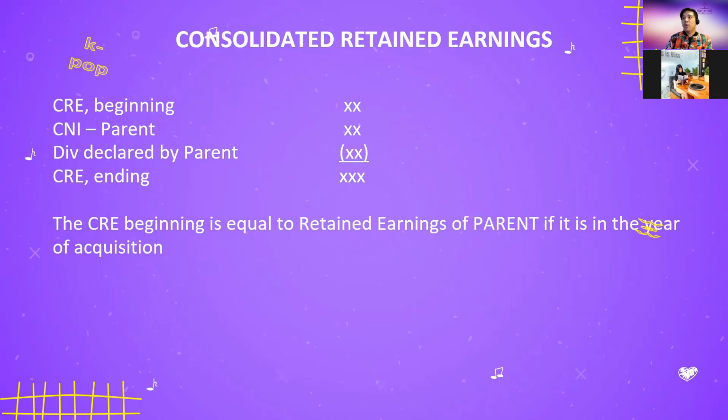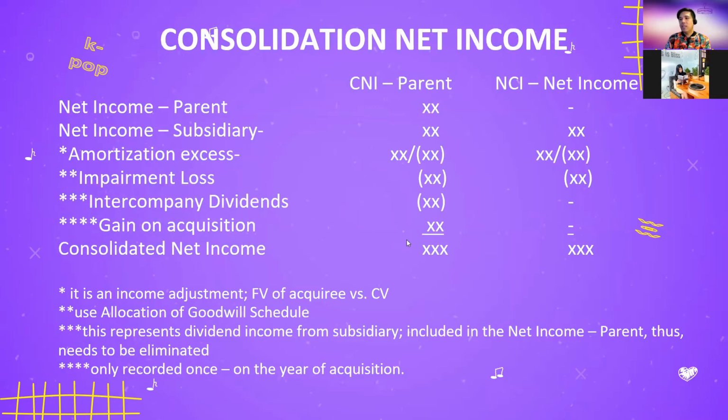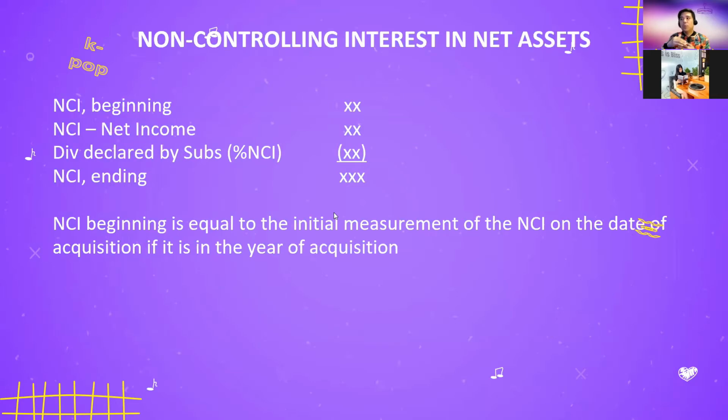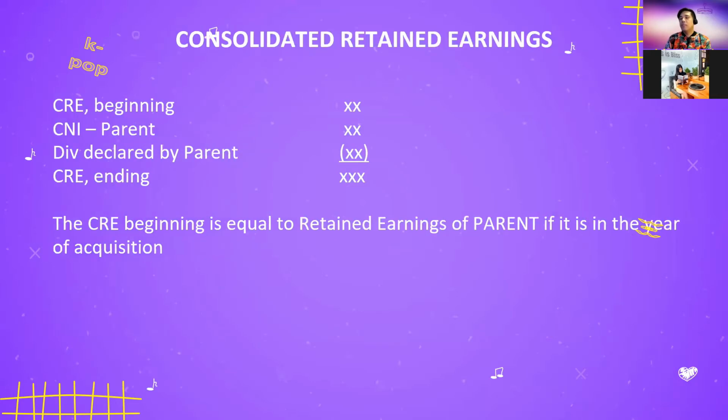And then of course, we have the consolidated retained earnings. So consolidated retained earnings beginning, in the year of the acquisition, this represents the parent retained earnings. And then of course, we have the CNI parent. So CNI parent, or the consolidated net income parent here, this is from the previous calculation, class. So if you noticed, they're really connected. We just need to make sure that our take-up is correct. Of course, you have to add all those elements. Then we can come up with the consolidated retained earnings ending.